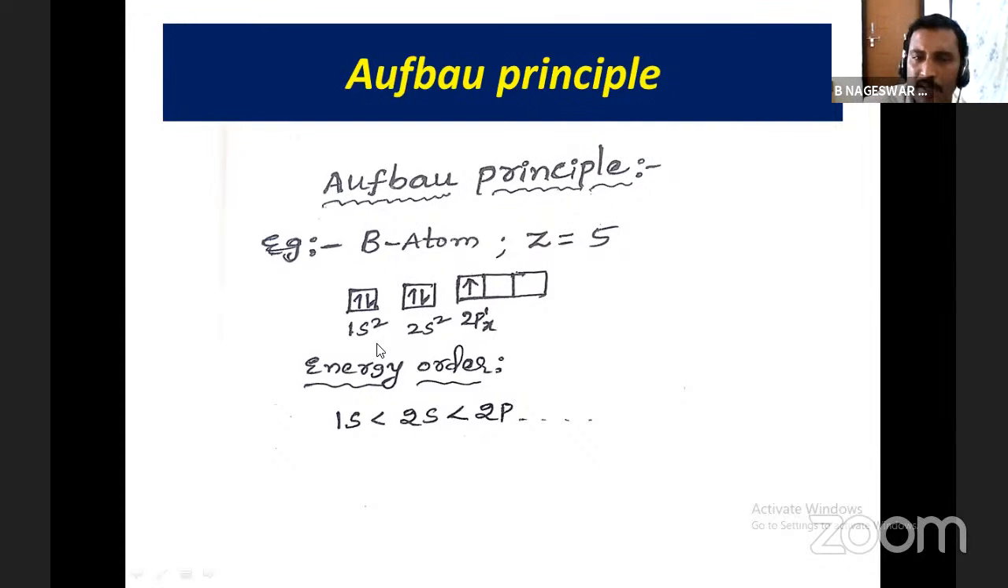Boron, atomic number 5: 1s2, 2s2, 2p1x. First I filled the 1s orbital with 2 electrons. After that I filled 2 more electrons. Then the fifth electron I filled in the 2p orbital.